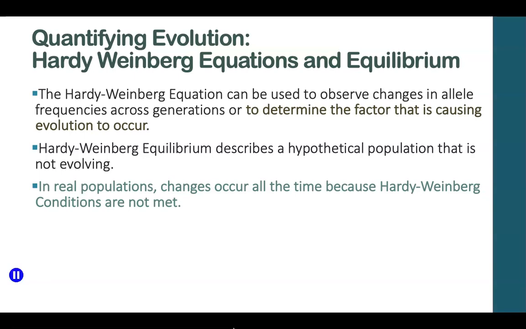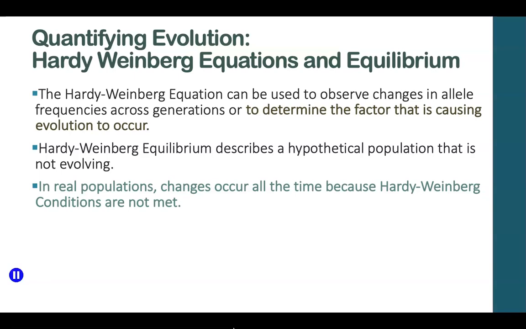So if we can determine the frequencies of an allele in a particular population, and we can look at it at different stages in this population, then we should be able to determine whether or not that allele frequency is changing. So we can calculate allele frequencies and calculate how a population is changing by using the Hardy-Weinberg equation. The Hardy-Weinberg equation is used to observe changes in allele frequencies and also to help us determine which factor is causing evolution to occur.